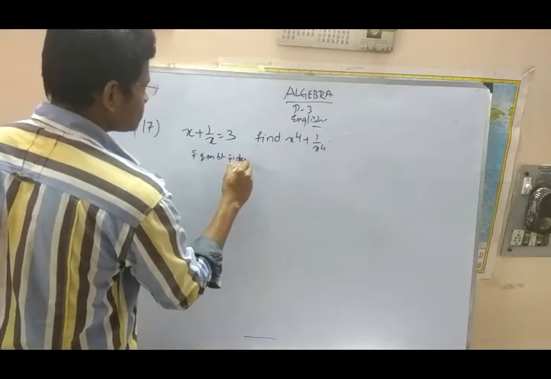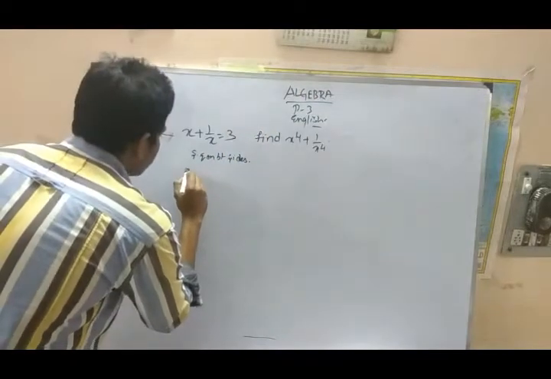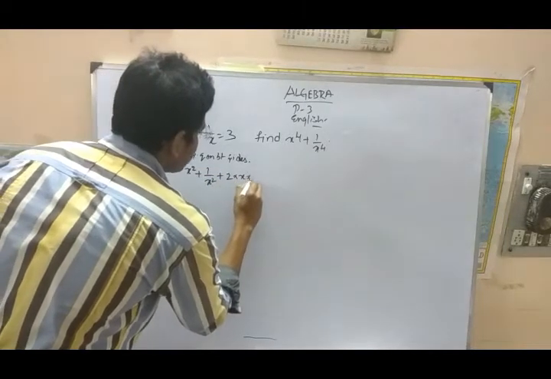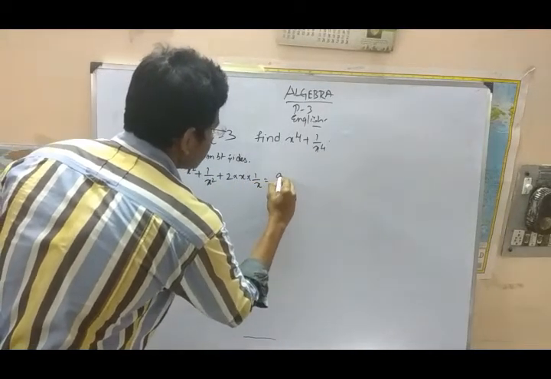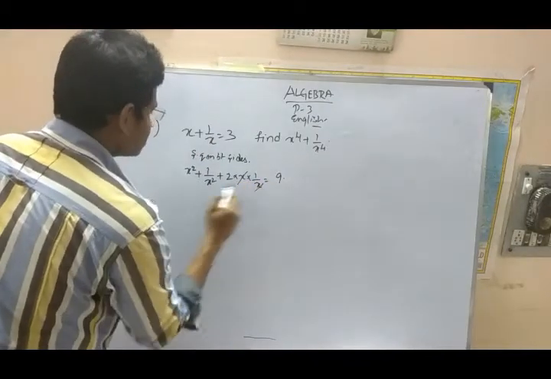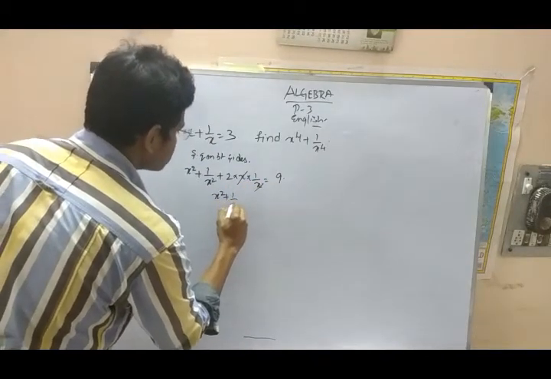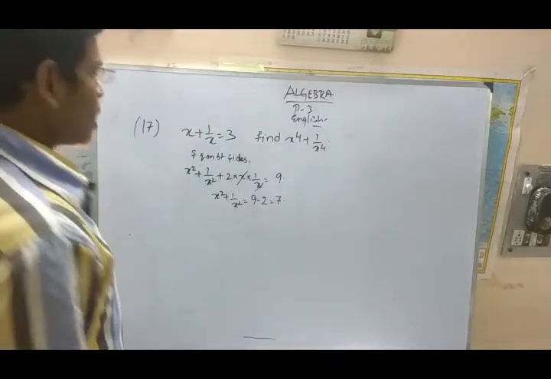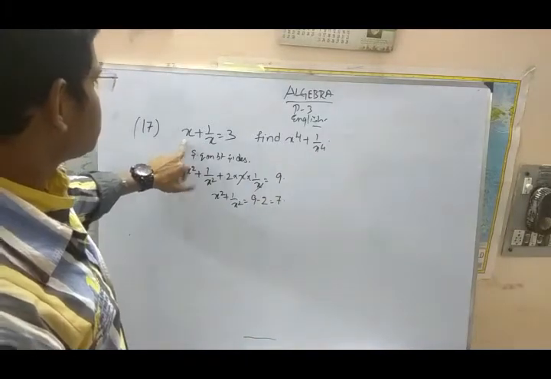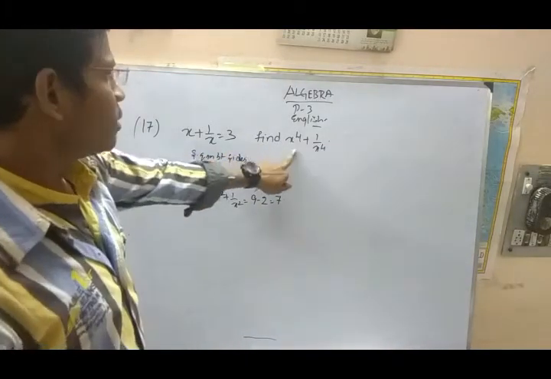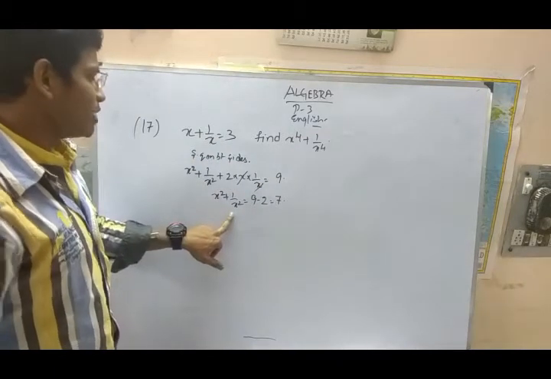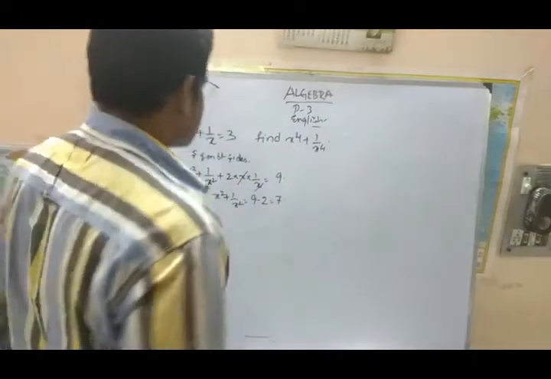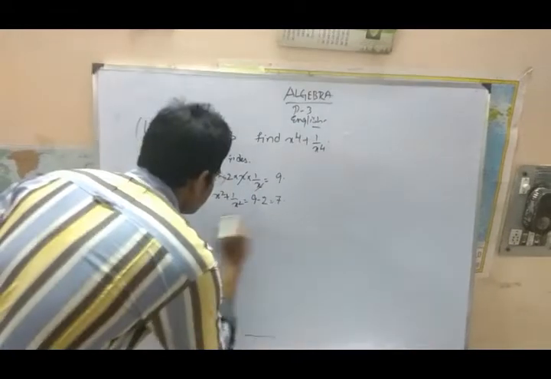Squaring on both sides, what will we have? x square plus 1 by x square plus 2 into x into 1 by x is equal to 3 square, 9. x and x get cancelled. x square plus 1 by x square equal to 9 minus 2 equal to 7. See students, we need x power 4, but what we have now is x square. So to get x power 4, we need to do squaring on both sides again.